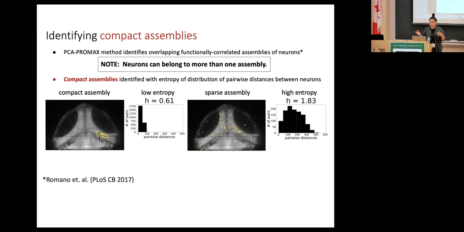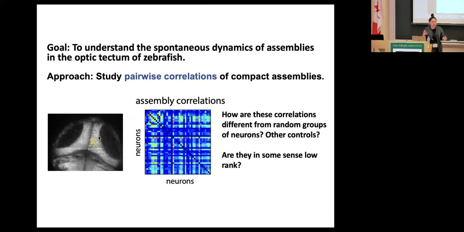And so we look at just the entropy of the distribution of pairwise distances, and that's going to give us some type of thresholding to say, oh, this is a compact assembly. So now we've identified a bunch of different compact assemblies. And our goal is to understand the spontaneous dynamics of these compact assemblies in the tectum.